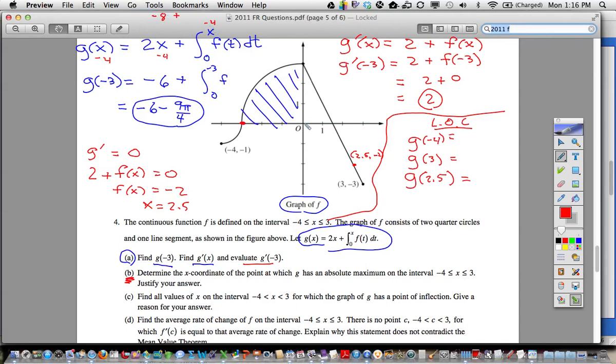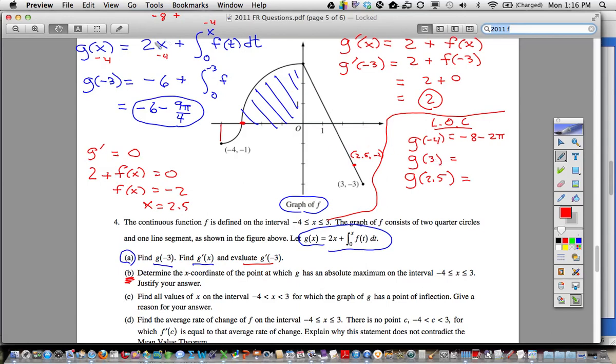What's the area from 0 to negative 4? Well, we already said this was negative 9 pi fourths, and this would be what? Positive 1 pi fourth? So negative 9 pi fourths plus 1 pi fourth is negative 8 pi fourths, negative 2 pi. So this would be negative 8 minus 2 pi, definitely a negative number, about negative 14. Remember, this is a no calculator problem, okay?